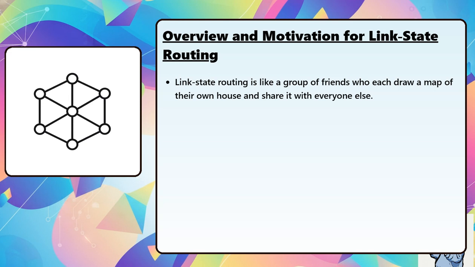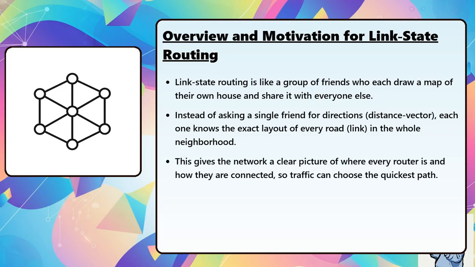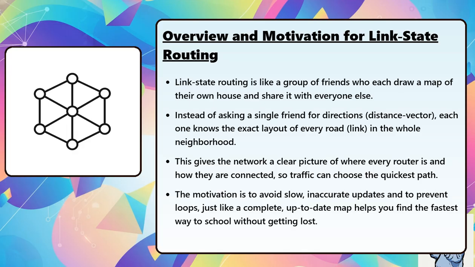Link state routing is like a group of friends who each draw a map of their own house and share it with everyone else. Instead of asking a single friend for directions, each one knows the exact layout of every road in the whole neighborhood. This gives the network a clear picture of where every router is and how they are connected, so traffic can choose the quickest path. The motivation is to avoid slow, inaccurate updates and to prevent loops, just like a complete, up-to-date map helps you find the fastest way to school without getting lost.